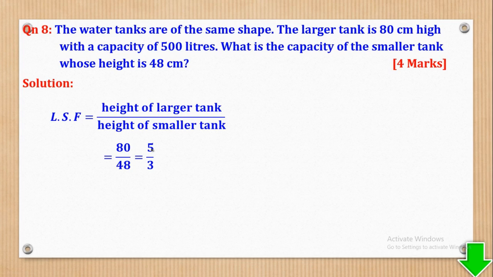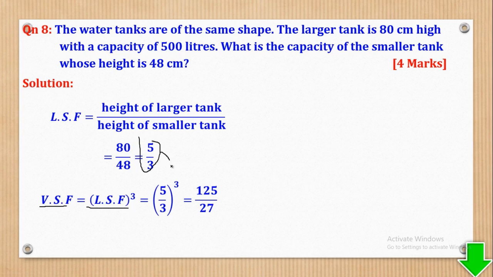All that we shall know is that the relationship between linear scale factor and volume scale factor is that volume scale factor is equal to the cube of linear scale factor. So this was linear scale factor, so I'll cube it to come up with 125 over 27. So it's better to leave them in fraction form if it has decimals.